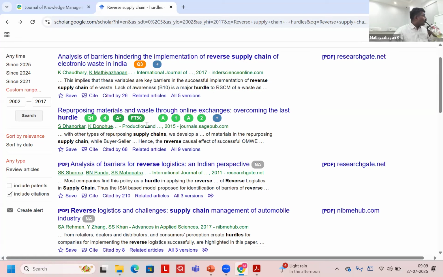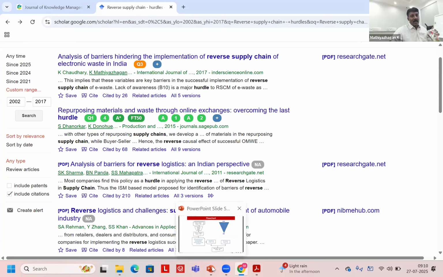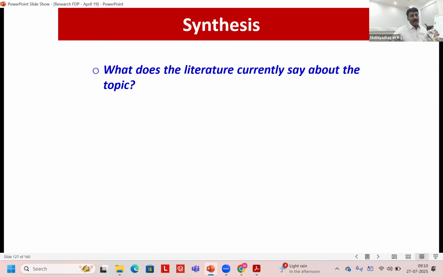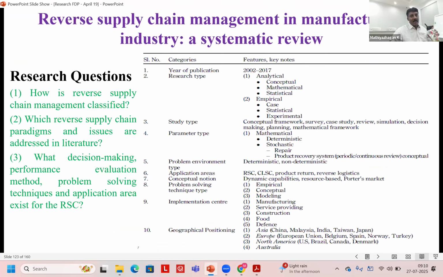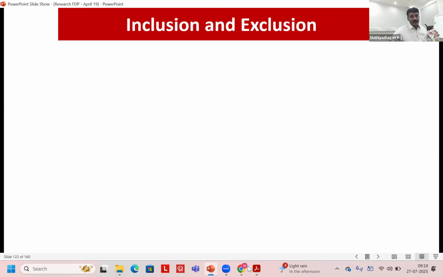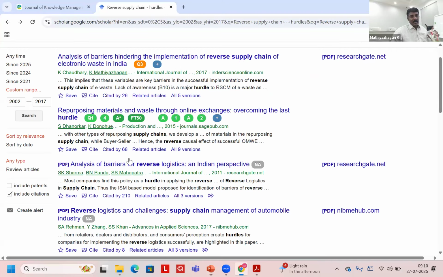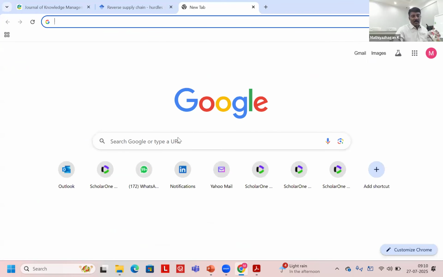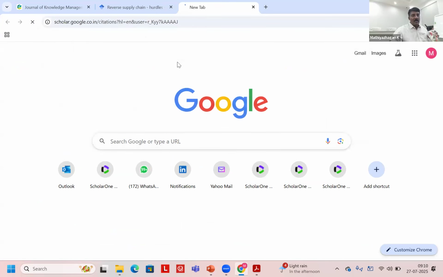I know Scopus, I know the Q1, I know A star is ABDC. Will you be able to explain all the indexes, like the number 4? Yesterday in your profile, I saw that some papers have a number 1 in red. Can you go to your scholar profile? So I see number 1, number 4, and number 1 is in red.